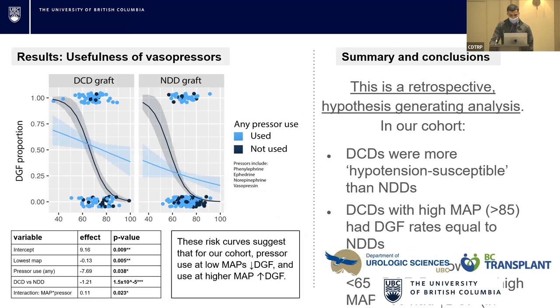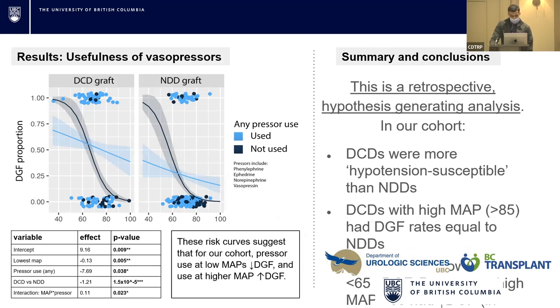Our second analysis is pretty similar. It's a logistic regression of the lowest MAP post-anastomosis on the x-axis versus DGF incidence on the y-axis in both DCDs on the left and NDDs on the right. But we also took a look at how the risk curve changes when you look at people who received pressor drugs. So those are the people in blue versus people who didn't receive a pressor in black. And the intersection of the risk curves is the interesting part.